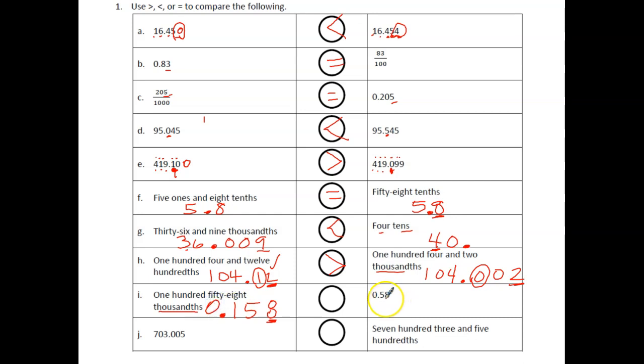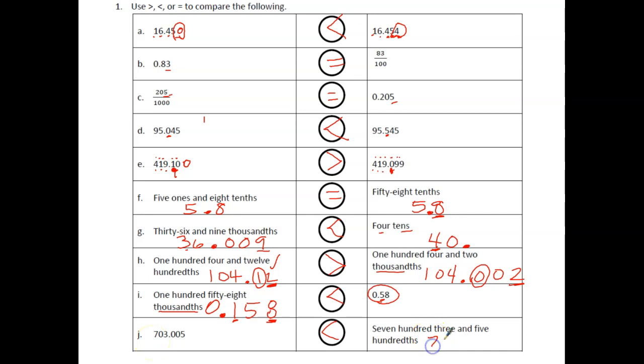All right, let's see. Making my comparison, both numbers have 0 in the ones place. But when I come to my tenths place, I see that my 58 hundredths has a 5 in the tenths place, so that's going to be the less than sign. The mouth of the sign is always open towards the greater number, but we read it as 158 thousandths is less than 58 hundredths.